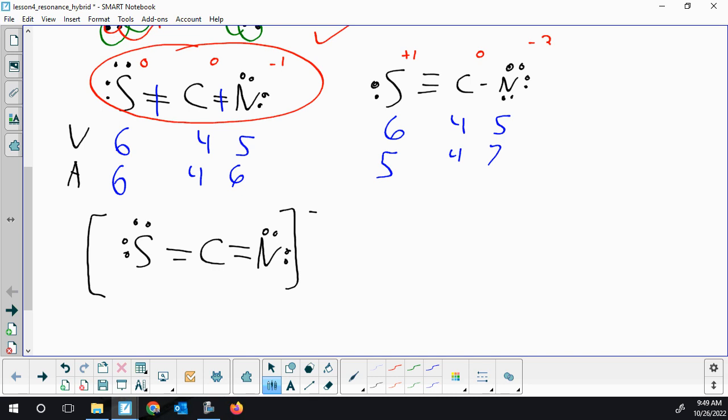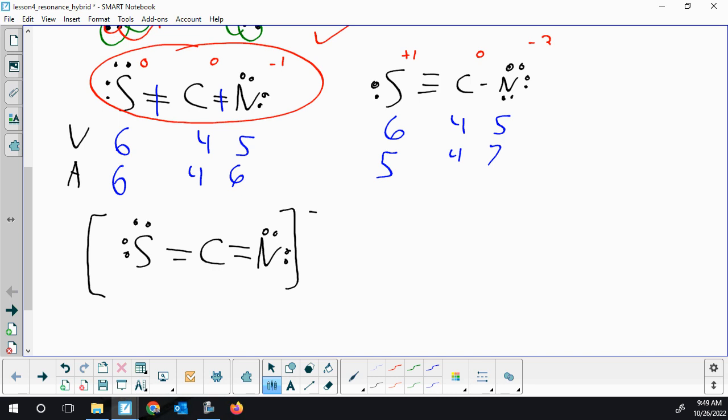So predicting these structures is something any Chem 20 student would do. AP should be able to tell me which one's more likely. So it's just a slight extension off what everybody needs to know. So that's formal charge done.